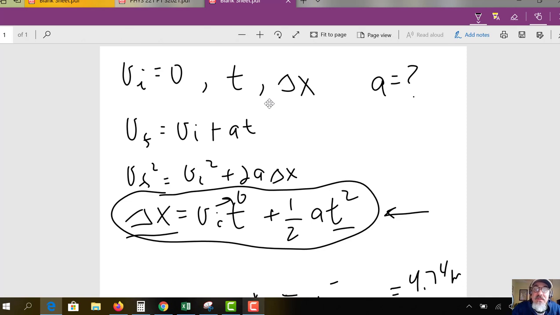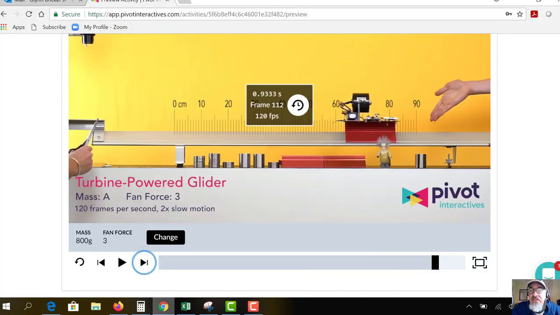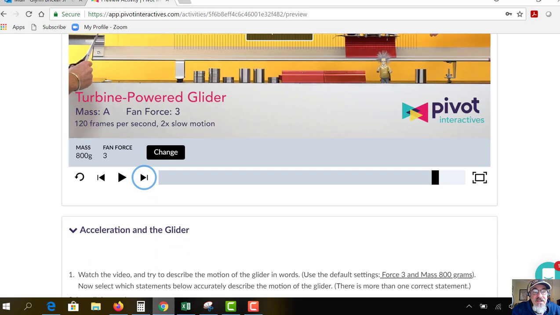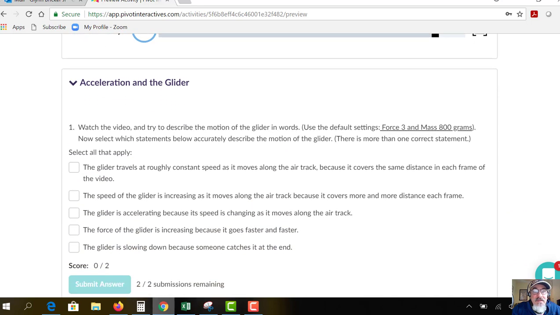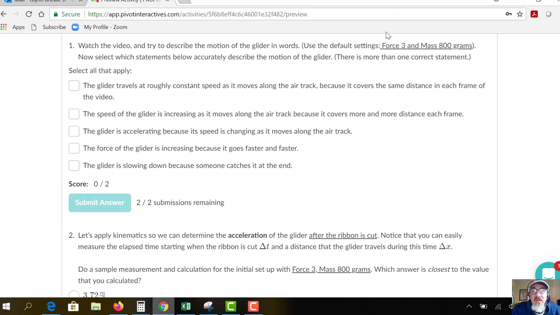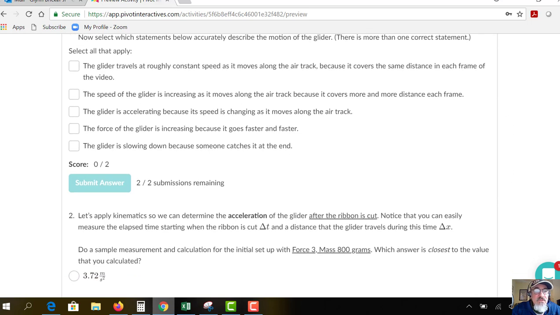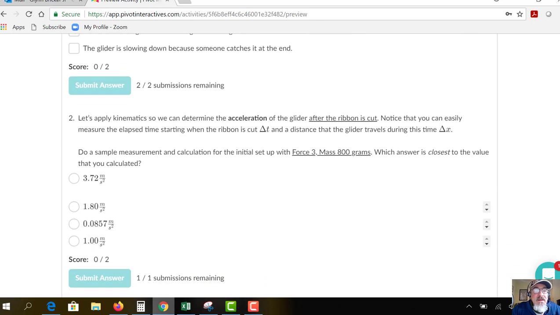Okay, let's go back to the experiment. So why was I showing you this? Because you'll have to answer some questions down here. So, force 3, mass 800 grams, we actually did that one. So you'll read through here. You have a couple of submissions for this one. So we've got some multiple choice going on. You can have 2 chances to get this one right.